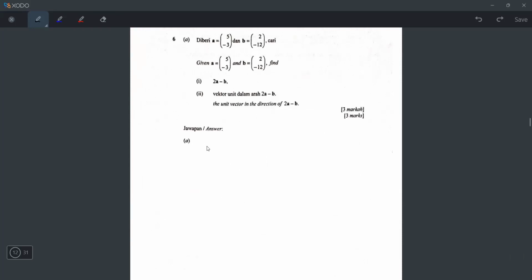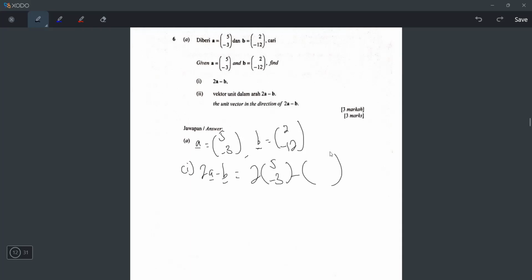This is vector, but coordinate vector. Can you see they bold this thing? It means that when they bold, that's a vector. So vector A is (5, -3) and vector B is (2, -12). You know this is coordinate vector because they give it dalam bentuk bracket like this. You can actually change it to bentuk ij, so you know it's coordinate vector. They want you to find question 1, 2A minus B. Just masukkan saja.